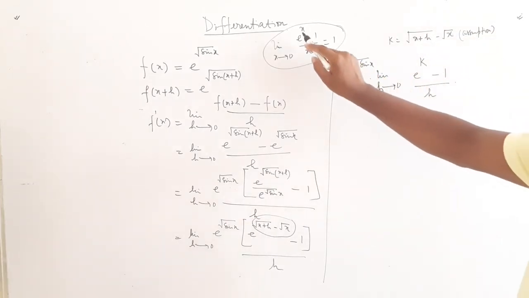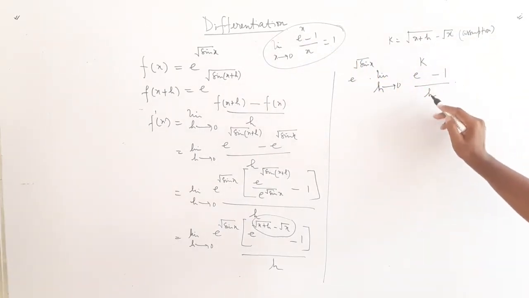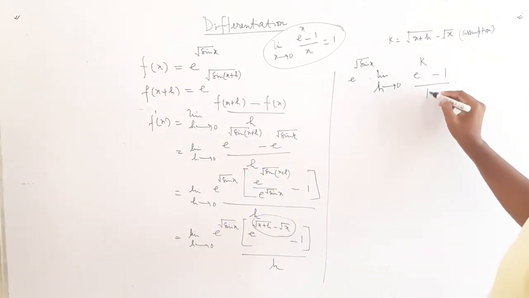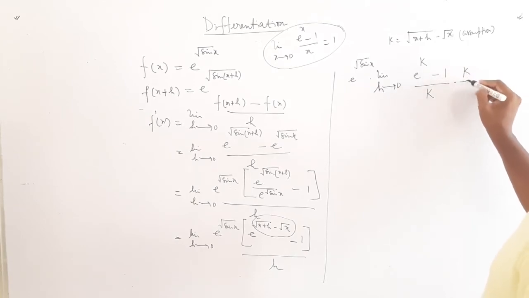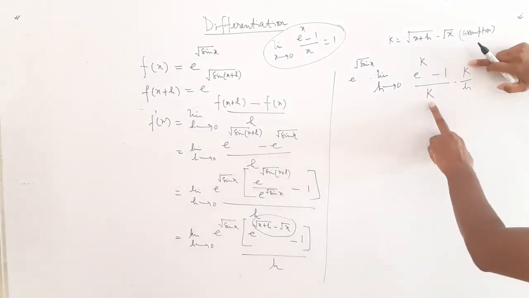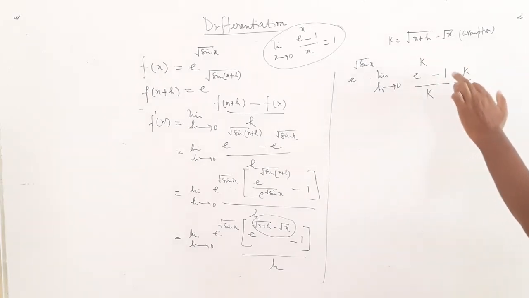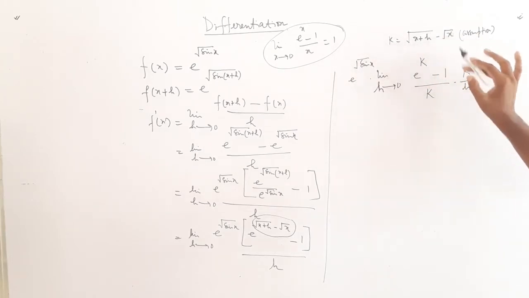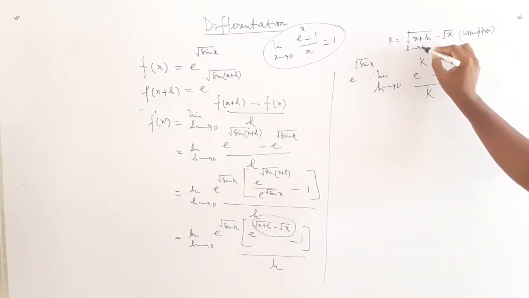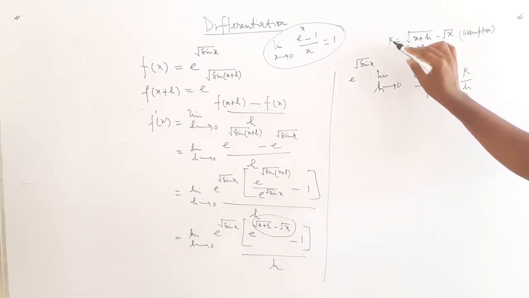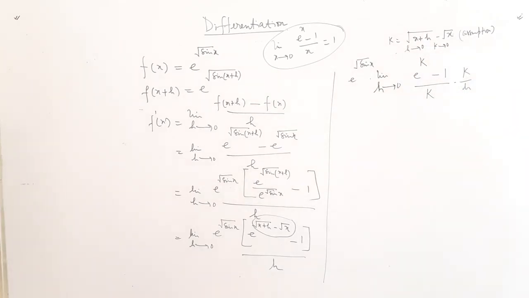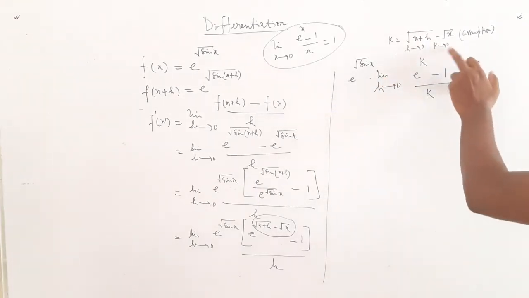Now I want this in the form e to the power x minus 1 over x, so this e to the power k minus 1 is over h, so this also should be k. So I can write k here, and then I can write here k upon h. So k and k, these two cancel each other, and we actually have e to the power k minus 1 over k. Now here if you see, k is under root x plus h minus root x, and since h tends to 0, this part k becomes under root x minus under root x, therefore k also tends to 0. So limit h tends to 0 is equivalent to limit k tends to 0 under this assumption.